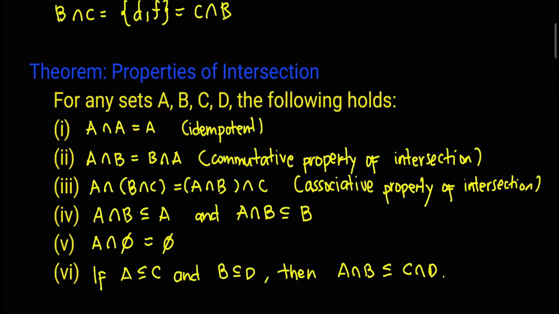Now, A intersection B is a subset of A, and A intersection B is also a subset of B. If we look at the Venn diagram of A intersection B, let's say that this is the set A and this is the set B. We can see that this intersection part here is a member of the left set, which is A, and a member of the right set as well, which is B.